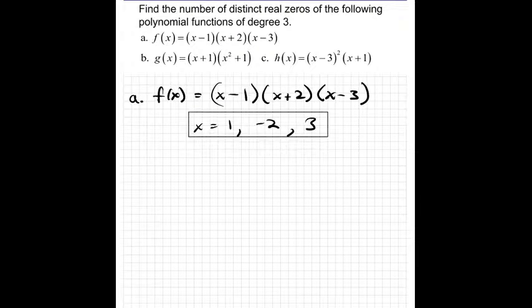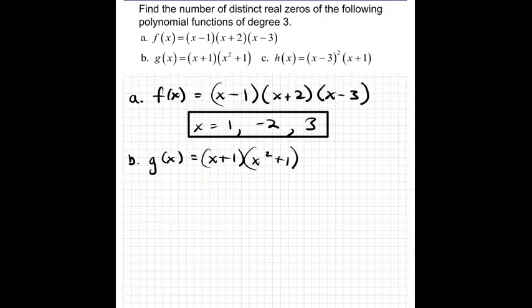Okay, so then part B, if we have g of x equals x plus 1 times x squared plus 1. Again, if we set it equal to 0, one of the zeros is going to be negative 1. The other one, if we set it equal to 0 and solve, we get non-real solutions. So this one has one distinct real zero, which is negative 1.